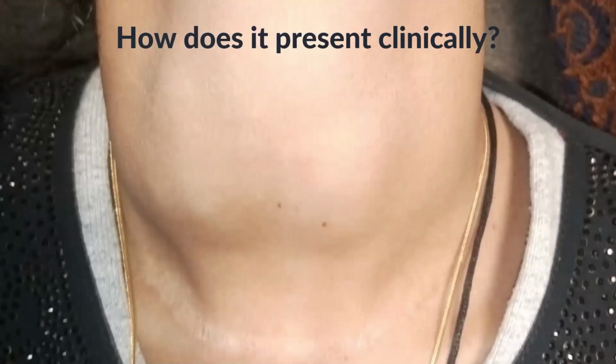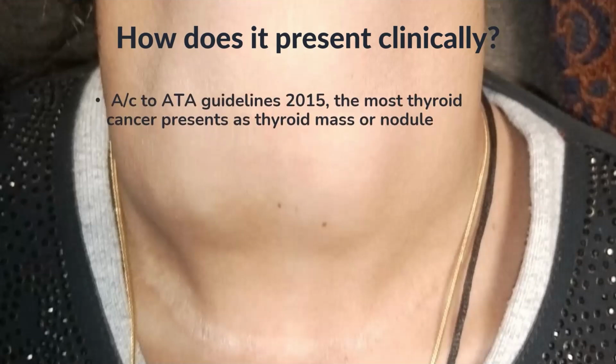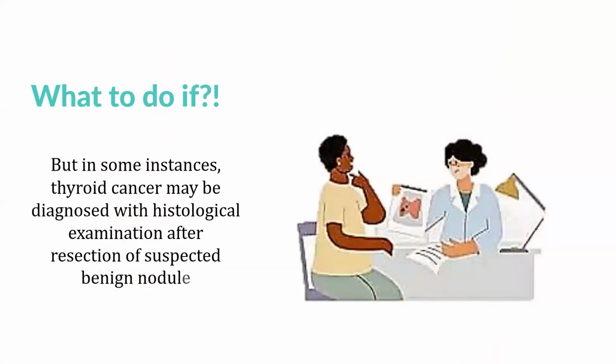How does it present clinically? According to the ATA guidelines, most thyroid cancers present as a thyroid mass or thyroid nodule. But in some instances, thyroid cancer may be diagnosed on histopathology after resection of suspected benign-looking nodules. So what to do in these conditions?